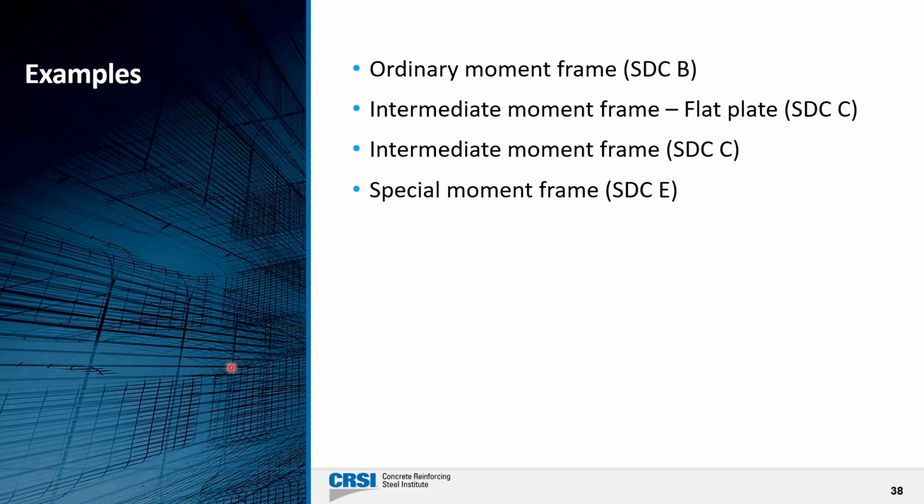In this chapter, we have examples that cover ordinary and intermediate moment frames, both a flat plate, which is permitted to be used, and then a special moment frame for seismic design category E.